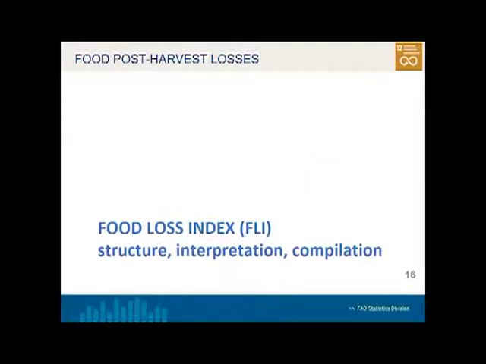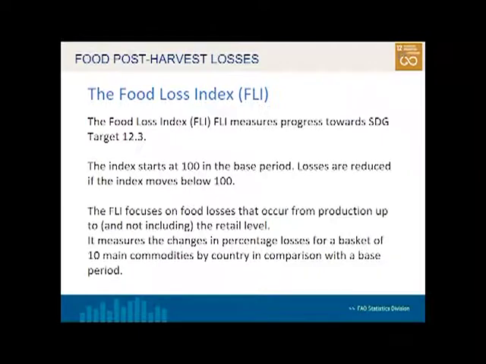So let's see now how this fits into the food loss index. So the observations at the very micro level, how do they progressively build and aggregate into a single indicator? Now, how did the food loss index develop? Of course, it's to give an indicator that says if there is a reduction of food losses along the supply chain by 2030. So that's what it measures.